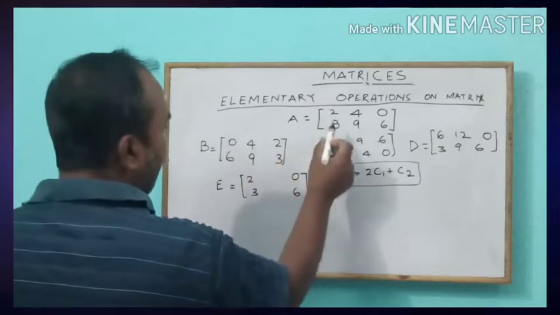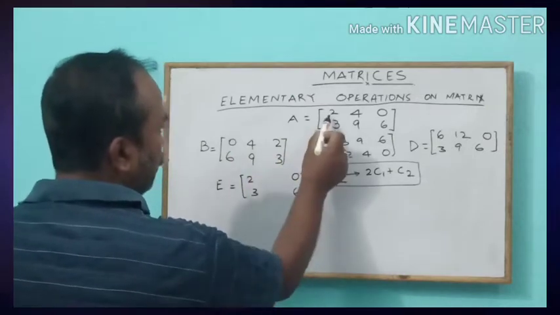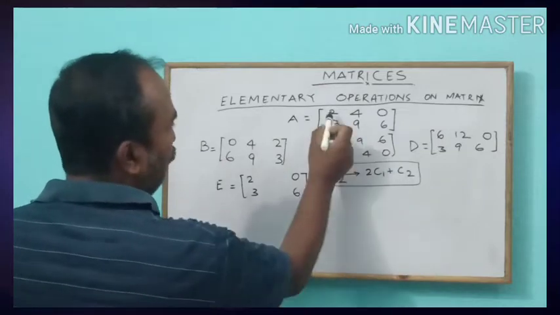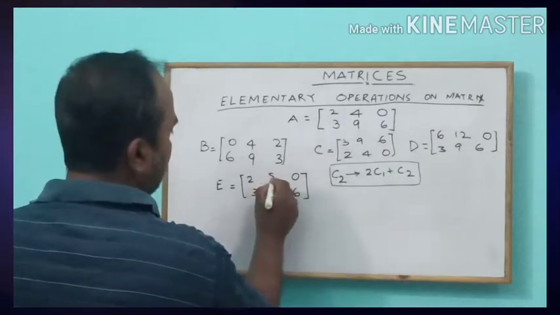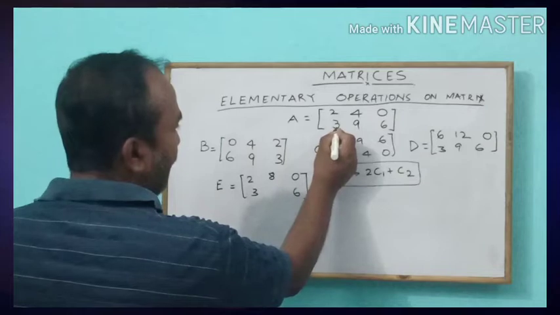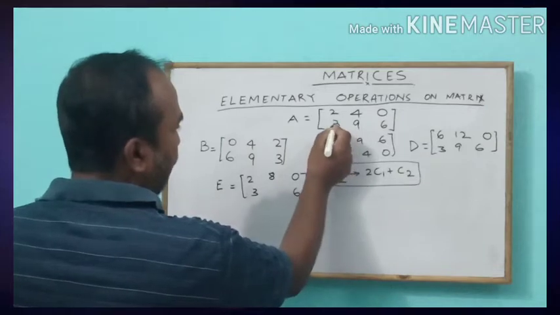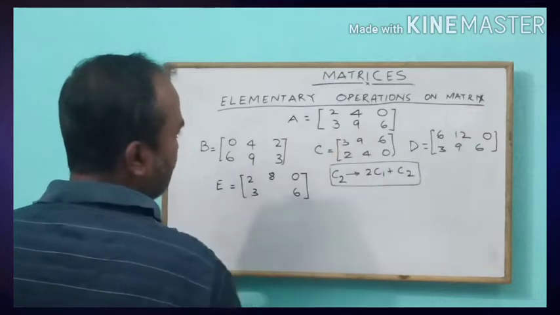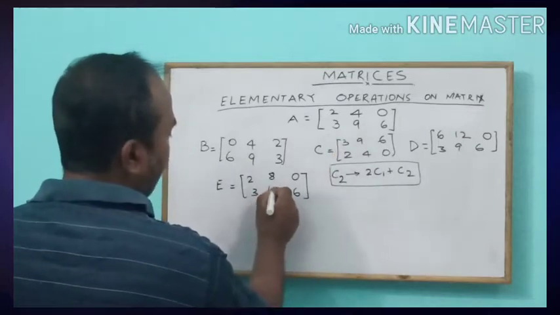So I will multiply every element of the first column by 2. 2 2s are 4 plus the elements of the second column. 4 plus 4, 8. Then again I am multiplying the number 3 with 2. So 6 plus 9. 6 plus 9 is 15.